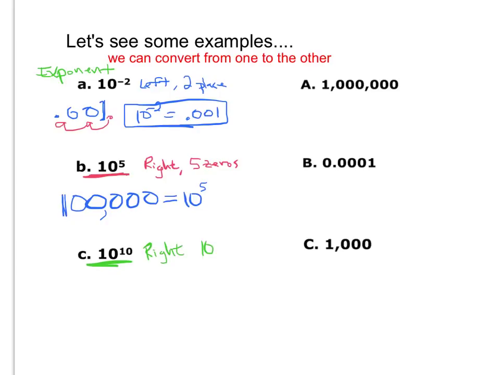In our last example here, example C, we're moving to the right because it's positive, and we're moving 10 places, or we can add 10 zeros. So we can say 1 with 10 zeros, 1, 2, 3, 4, 5, 6, 7, 8, 9, 10, and we can add our commas here, here, and here. If you know your place values, hundreds, thousands, millions, this is 10 billion.